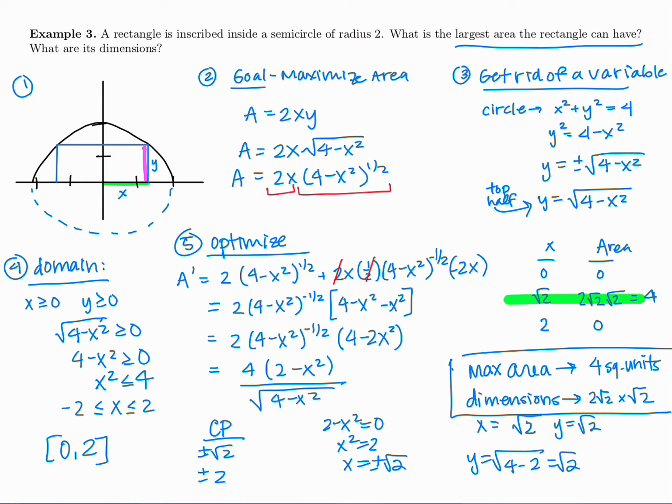All right, let's look at another example. Let's find the dimensions of a rectangle that has a perimeter of 100 meters, but has the maximum area. Okay, so let's draw a picture to get started. So we have a rectangle that we're given. Oops, that looks more like a trapezoid. Let's try again.